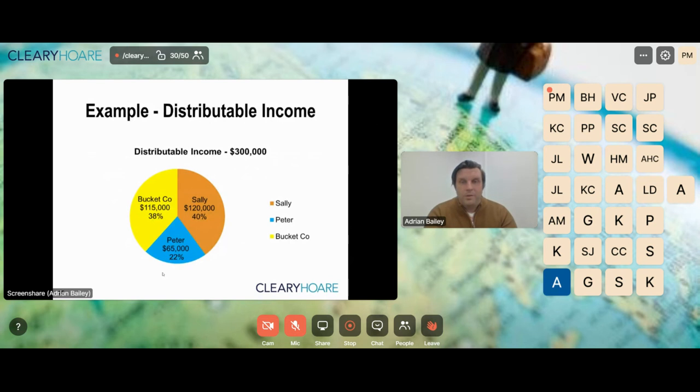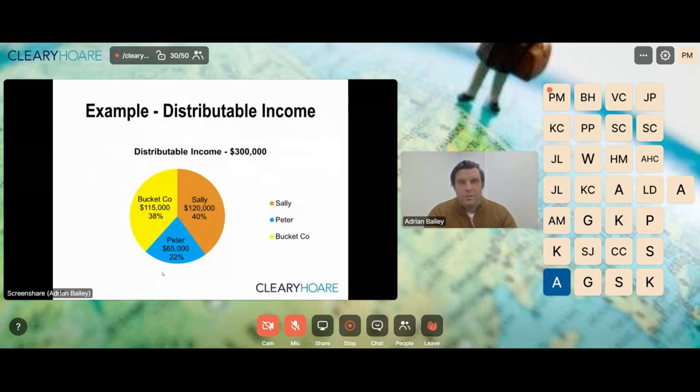To use an example, which we can flesh out as we move along, we've got our trust here, and we have our definition of income in accordance with the trust estate to be distributable income. In this scenario, we've ended up with $300,000 of distributable income. We decide to give Sally $120,000, Peter $65,000, and Bucket Co $115,000.